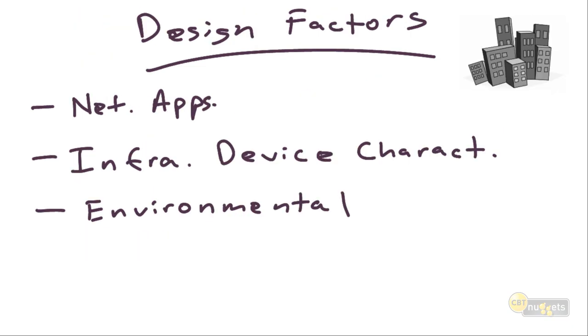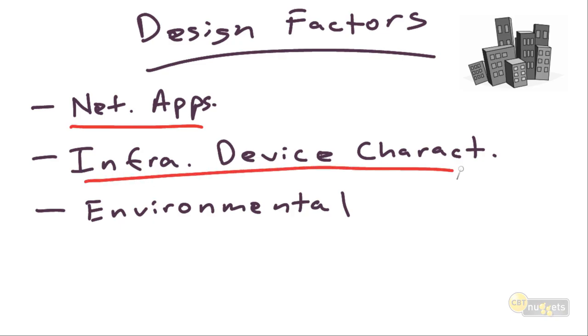Now, before we delve into the detailed design of those layers, let's just go ahead and talk about some overall design factors for the campus. The importance, obviously, of what network applications we're going to be running cannot be emphasized enough, so we'll elaborate on that a bit. Also, we need to talk about how the infrastructure device characteristics are going to drive our overall design. And finally, we'll talk about environmental characteristics and how they can impact the design of our campus infrastructure.